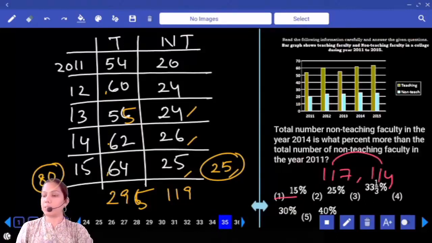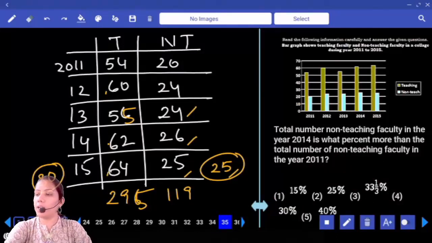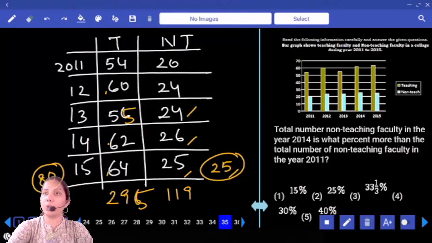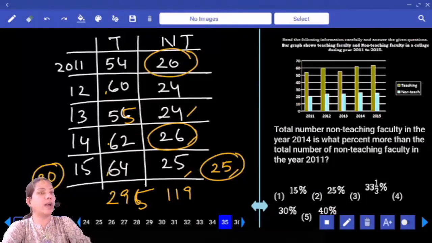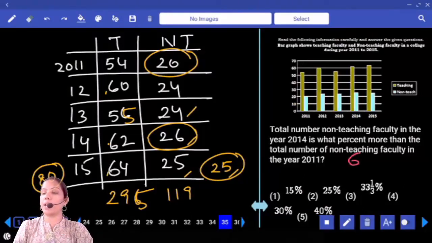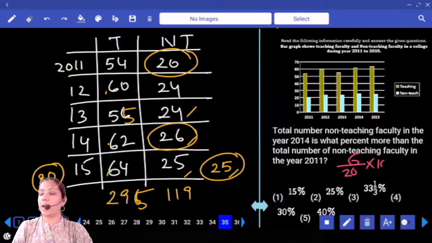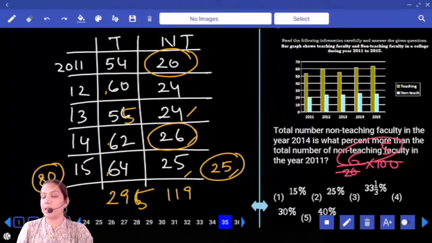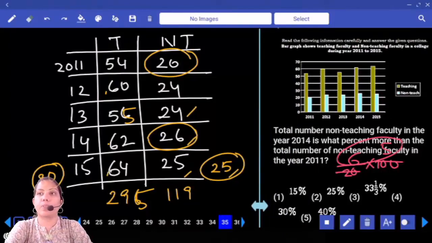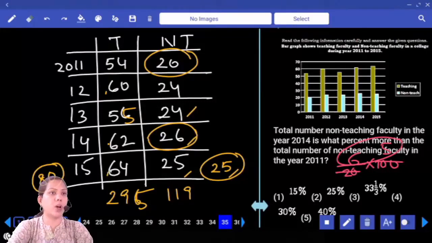Okay, next. Question number 35. Total number of non-teaching faculty in the year 2014 is what percentage more than the total number of non-teaching faculty in the year 2011? The 2014 value is 26, the 2011 value is 20. Compared to 20, 26 is how much percentage more? First, 6 more compared to 20. So 6 by 20 into 100, 20 exactly 5 times. So 6 fives are 30%. 30%, that is the fourth option.